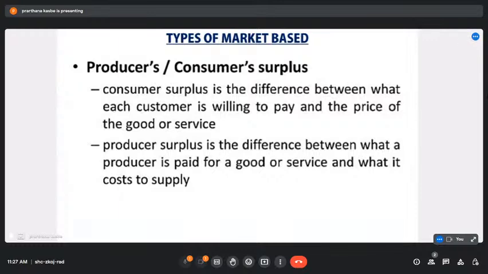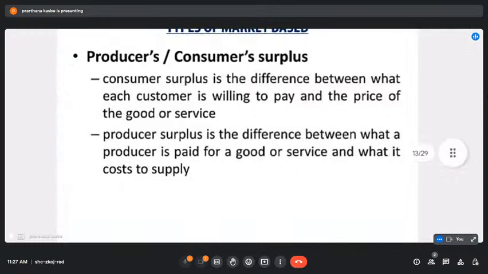The producer surplus is the difference between what a producer is paid for a good or service and the cost to supply it. The difference between the cost of supply and what the producer is paid for the good and service is known as the producer surplus.